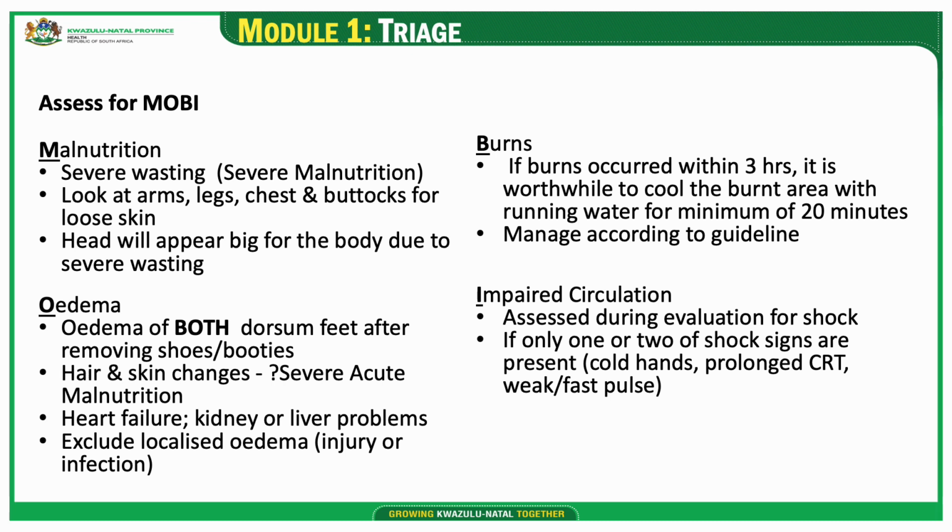The last section is assessing for MOBI. Starting with malnutrition, this is severe wasting. This is seen best at the arms, legs, chest, and buttocks, where we look for loose skin. In addition, the head may appear big for the body due to severe wasting. Edema can also be a sign of malnutrition, especially if it is accompanied with hair and skin changes.